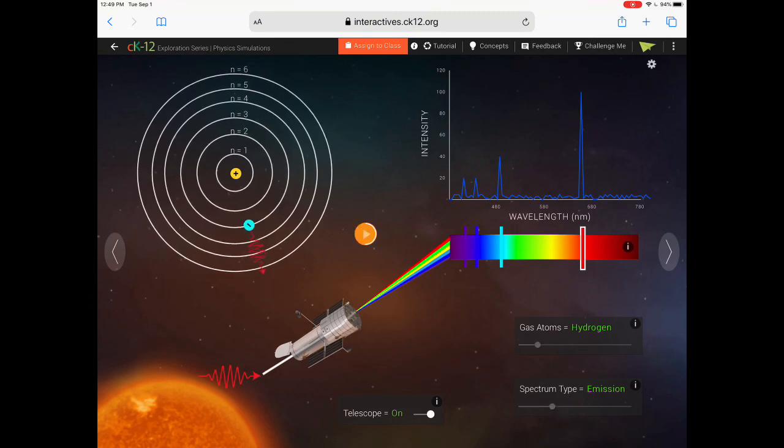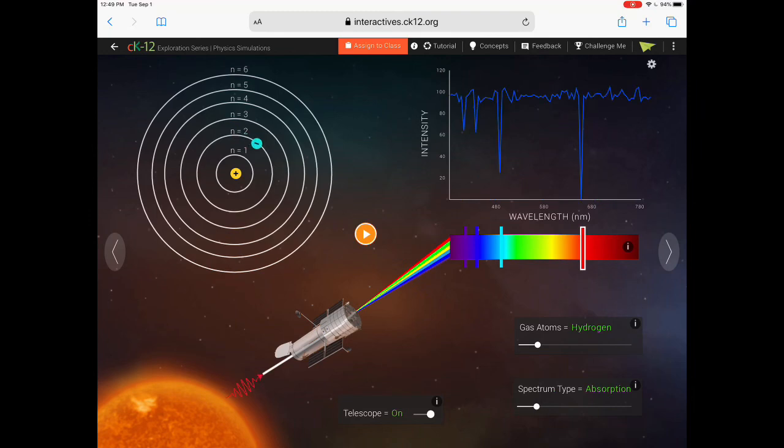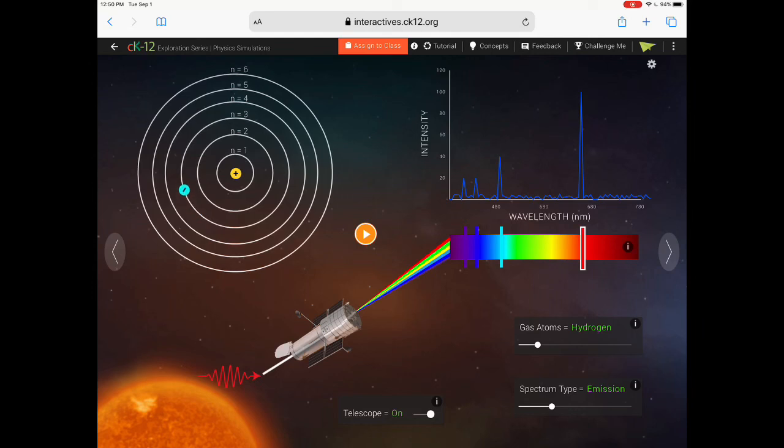So check this out. Okay, so again, in case you missed it, it's going to absorb a red wavelength and then get into the excited state. And then when it goes back down to the ground state, this is when light is produced, and it's going to release that same kind of energy, in this case, red.